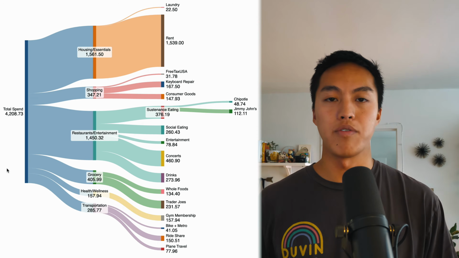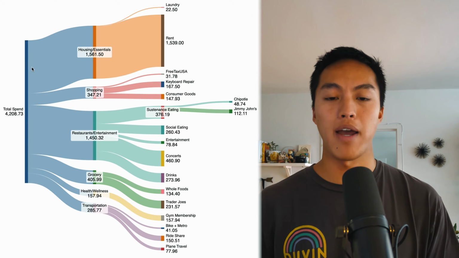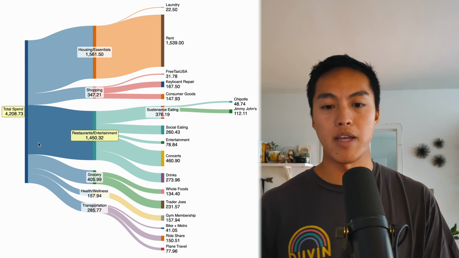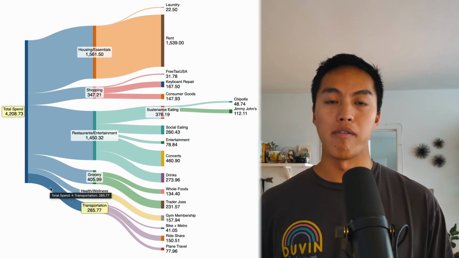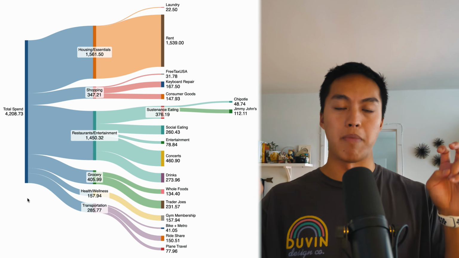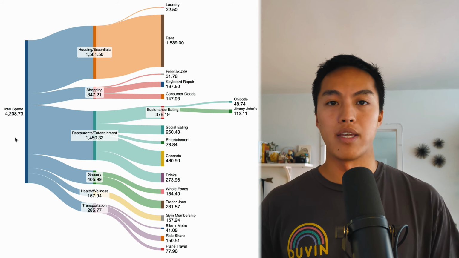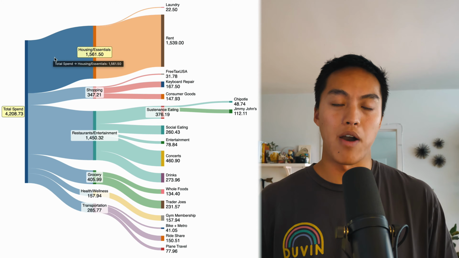As you can see on the left, you see the total spend, and I broke it into five major categories, which are housing essentials, shopping, restaurants and entertainment, grocery, health and wellness, and transportation. Obviously, these are arbitrary, and I kind of curated these first main categories, so I just thought they would make sense.